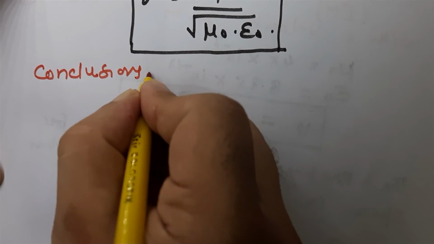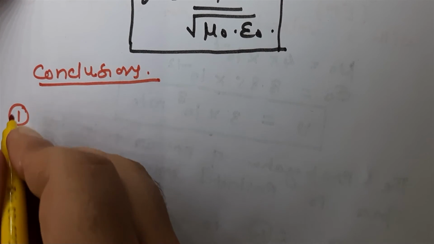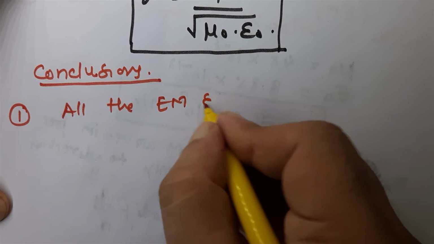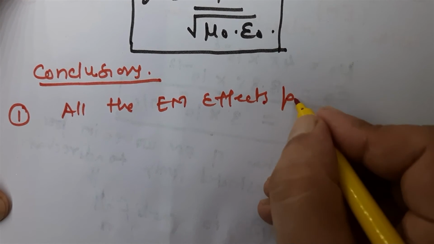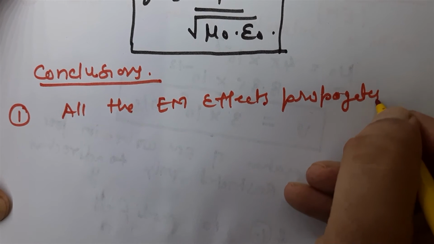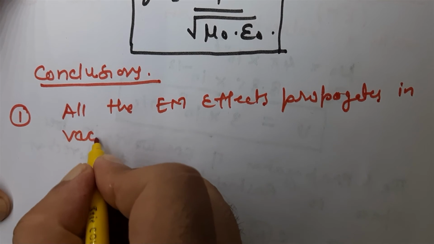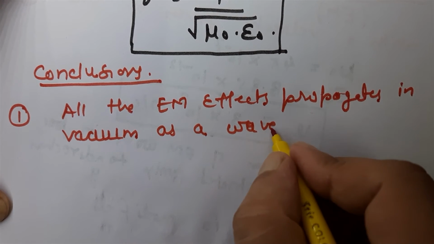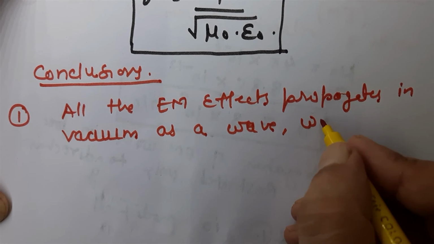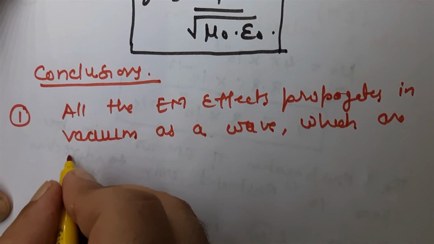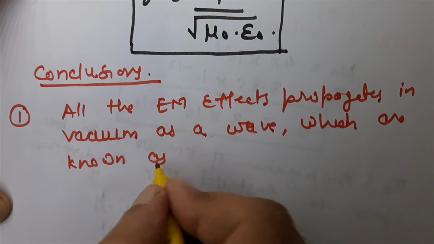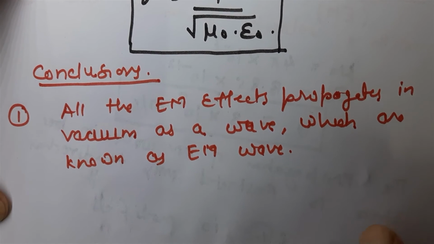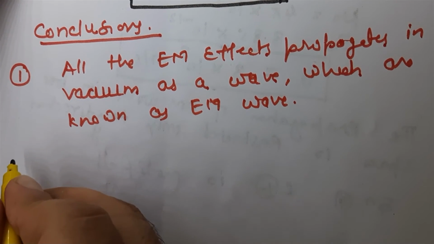So the following conclusions can be drawn from the analysis: all the electromagnetic effects propagate in vacuum as a wave, which are known as electromagnetic waves. So whenever we say that there is an electromagnetic wave, we mean to say that there are electric and magnetic effects that are propagating in that medium.